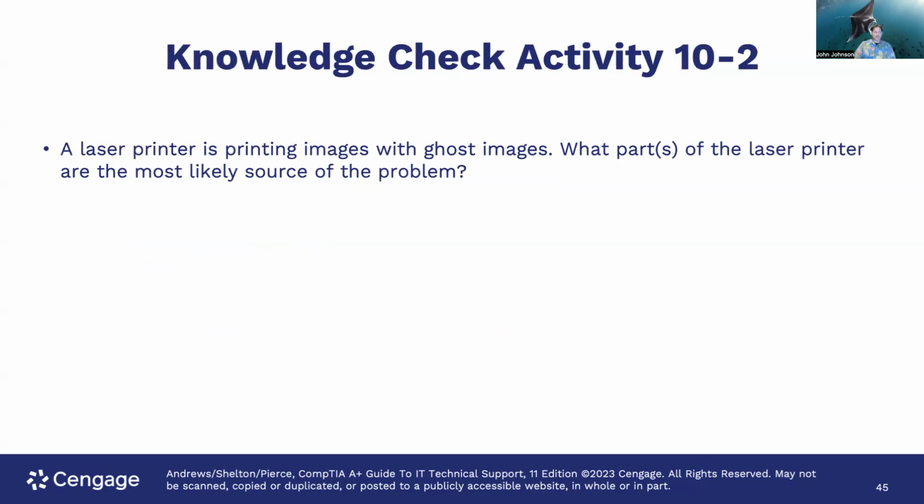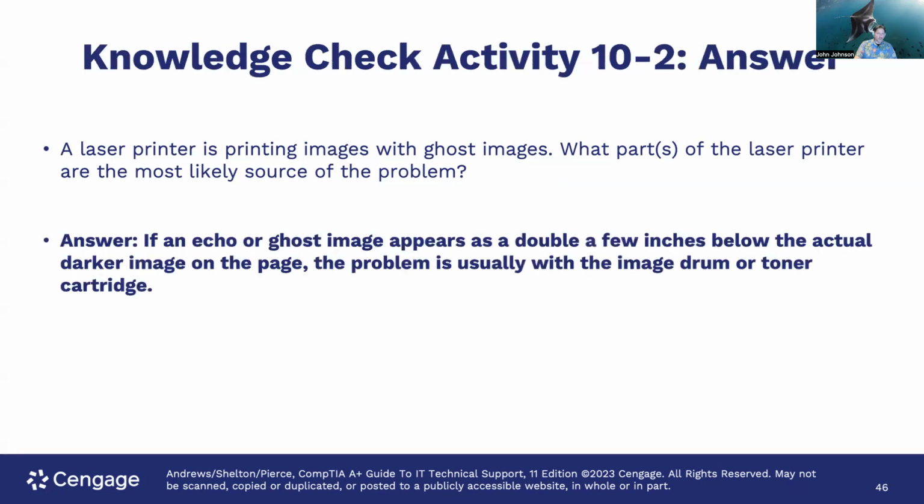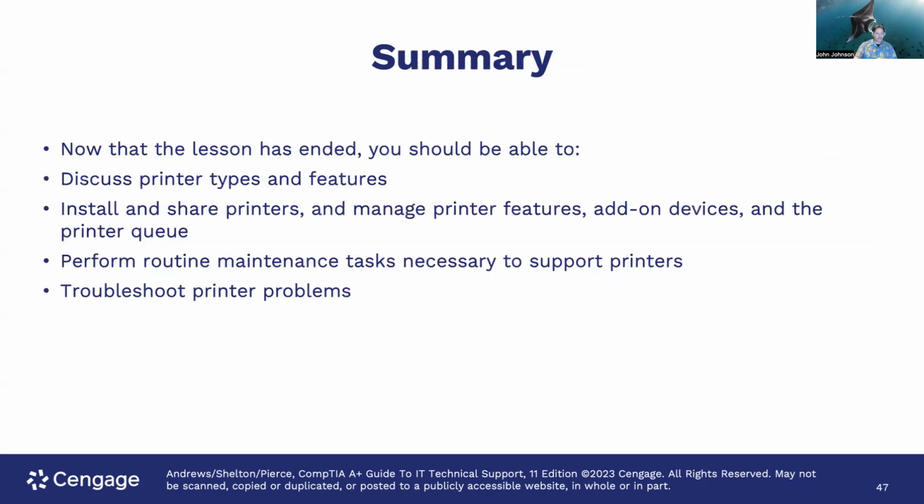So our knowledge check activity. A laser printer is printing images with ghost images. What part of the laser printer is the most likely source of the problem? So if you're thinking about that, I'll let it come up. I'm going to guess ghost images. I would say probably the imaging drum. Let's see, hold on. Yep. So if an echo or ghost image appears as a double a few inches below the actual darker image on the page, the problem is usually with the image drum or toner cartridge. So keep that in mind. A toner cartridge is less expensive than the imaging drum. I'll just put that out there now.